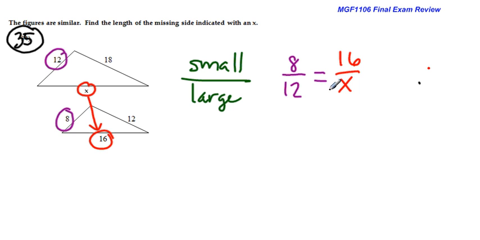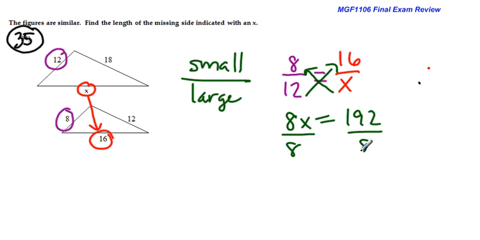We are now going to cross multiply to solve the proportion. We get 8x equals, take 12 and multiply it times 16 in your calculator. You get 192. Divide both sides by 8. And we get x equals 24.